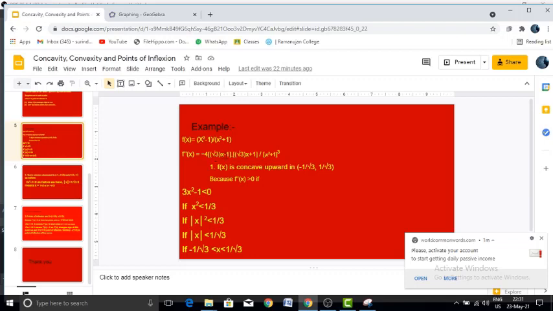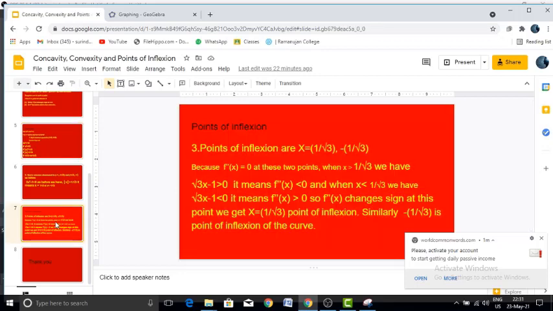So when this factor is 0 and this factor is 0, means under root 3x minus 1 equal to 0, under root 3x plus 1 equal to 0. So the possible points of inflection are minus 1 by under root 3 comma 1 by under root 3. Now we have two possibilities. Either we calculate the triple derivative, which is quite difficult and will take a lot of time, so we will apply the formula of changing sign.